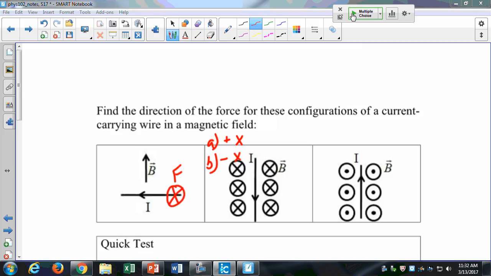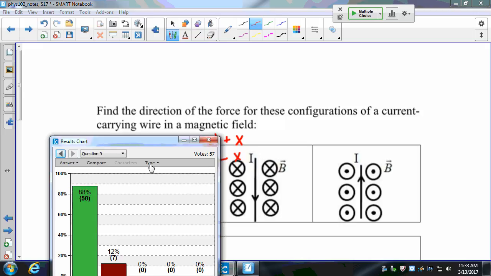Yeah, let's try this last one. This one likewise is going to be plus or minus X. Let's stop at 43. Must be you're getting the hang of this, but if you're having trouble, you can come see me. I can work some sample problems with you. Okay, A is right.